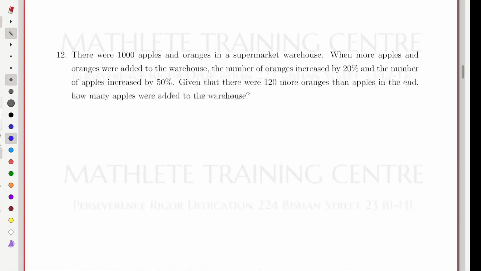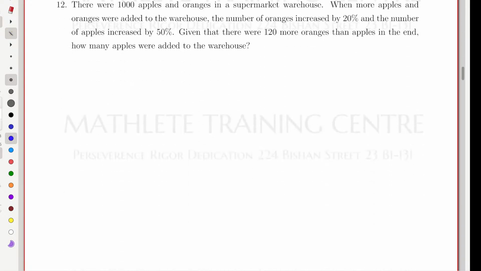Okay, let's move on to question number 12. There are 1,000 apples and oranges in the supermarket warehouse. When more apples and oranges were added, the number of oranges increased by 20% and the number of apples increased by 50%. Given there were 120 more oranges than apples in the end, how many apples were added to the warehouse?